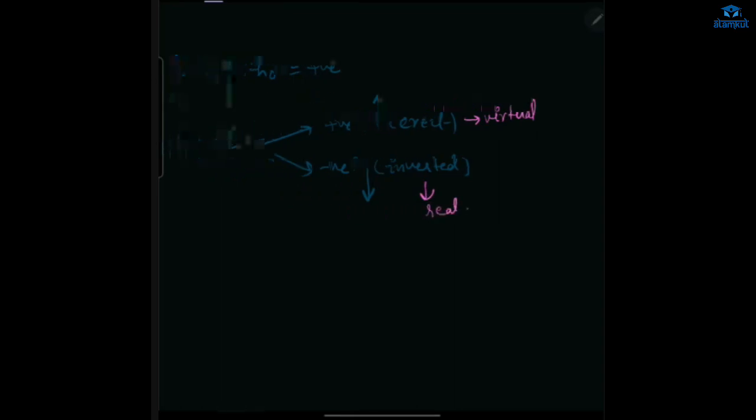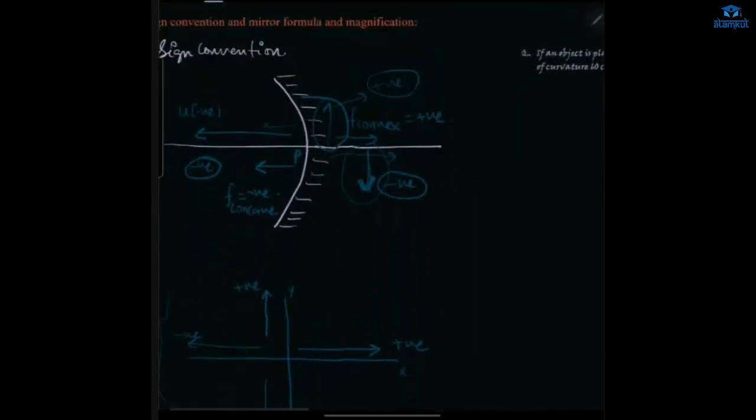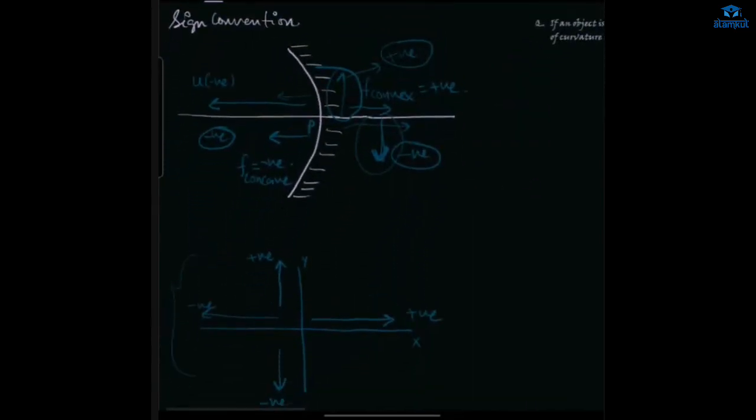Okay, so from the height of the image we can easily find out the nature of the image formed. If the height is positive, the image will be erect, and if it is negative, the image will be inverted, and if it is inverted, it will of course be real. So this is our sign convention.